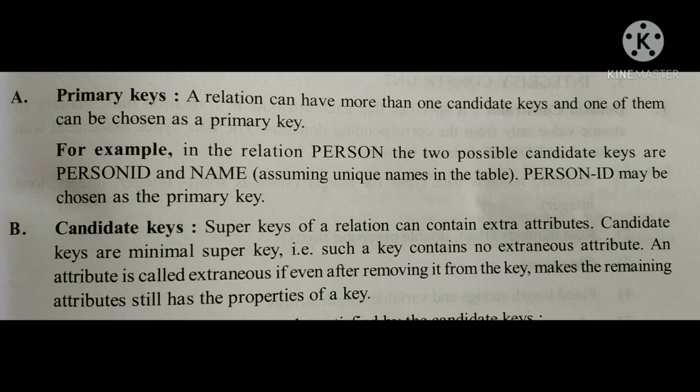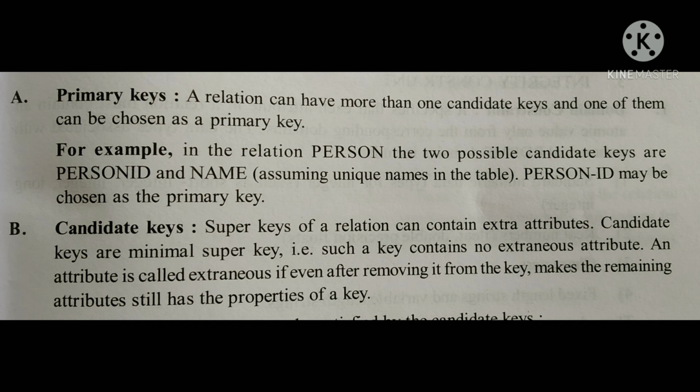Some properties of candidate keys are as follows. First, a candidate key must be unique. Second, a candidate key value must exist; it cannot be null. This is called the entity integrity rule. Third, the candidate key is a minimal set of attributes. Fourth, the value of a candidate key must be stable; its value cannot be changed outside the control of the system.